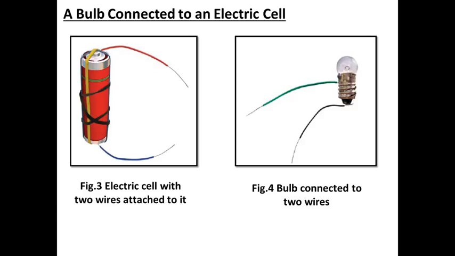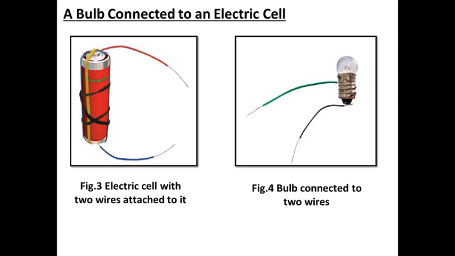Hello everyone. So let's start our second session of the lesson, that is electricity and circuits. In the first session we have learned about the electric cell and the electric bulb. So you can see two images. The first image is of an electric cell, where two wires are attached, and the bulb is also connected to the two wires.